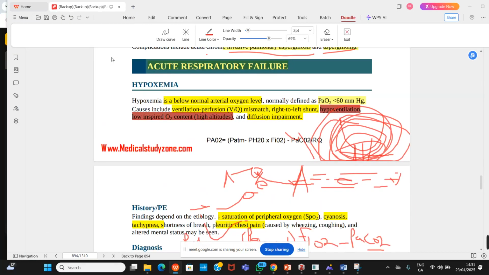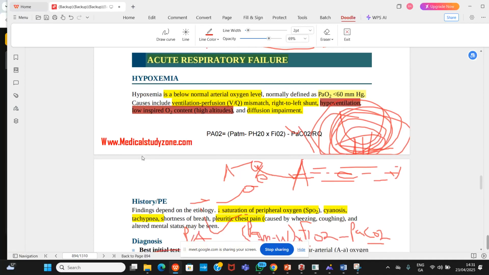One of the key components of acute respiratory failure is hypoxemia, and it's usually defined by an arterial oxygen level that is less than 60 millimeters of mercury. There are different causes of hypoxemia. It could be from ventilation-perfusion mismatch, right-to-left shunt, hypoventilation, somebody breathing at very high altitude, or any cause of diffusion impairment.